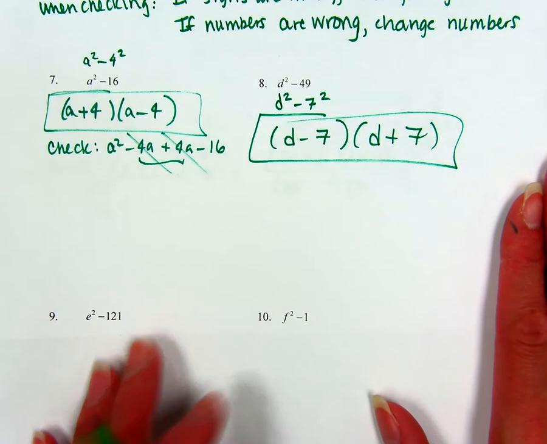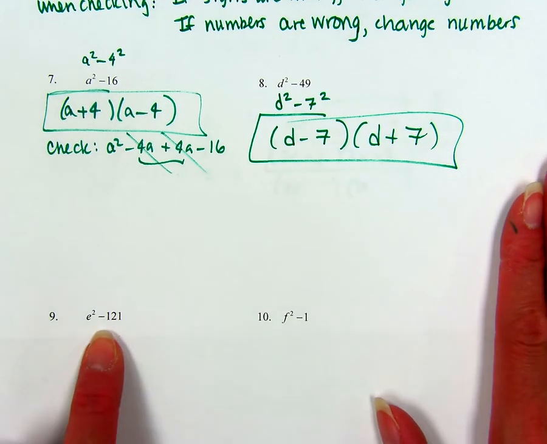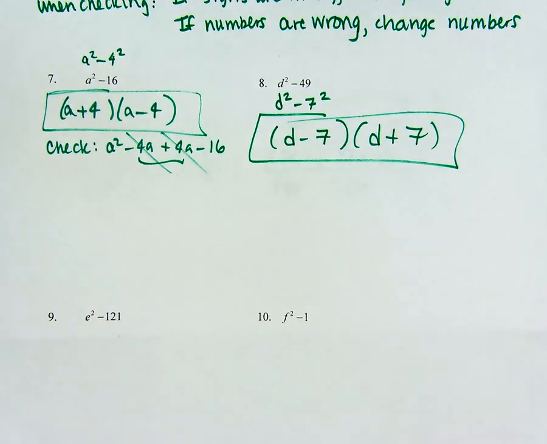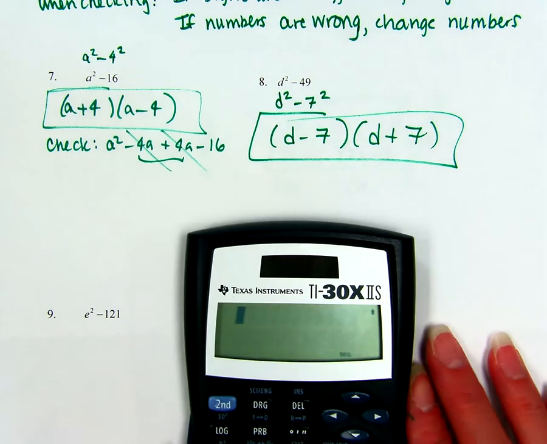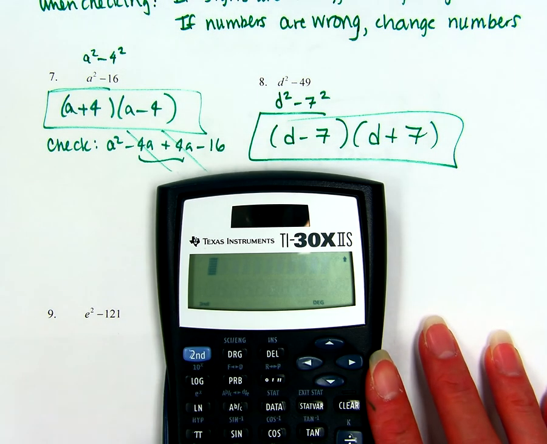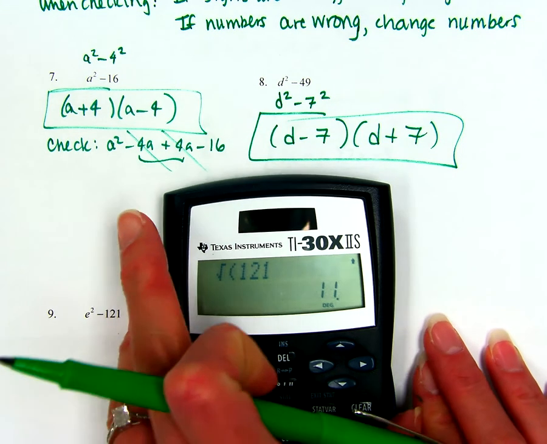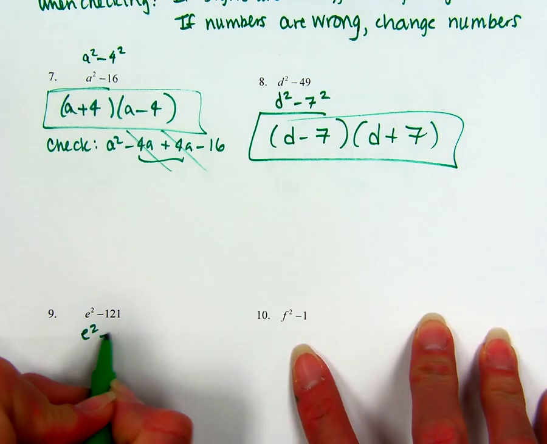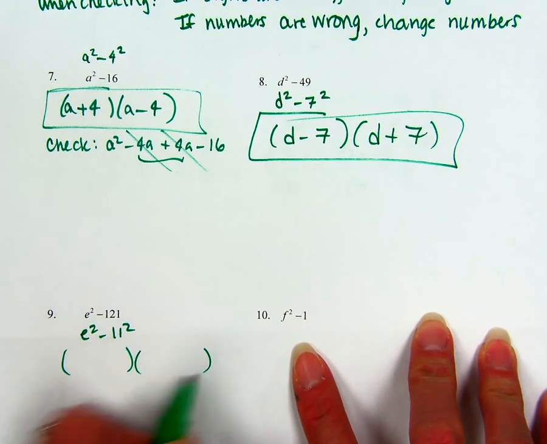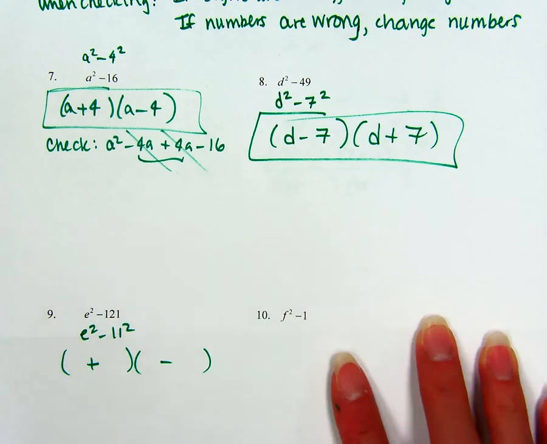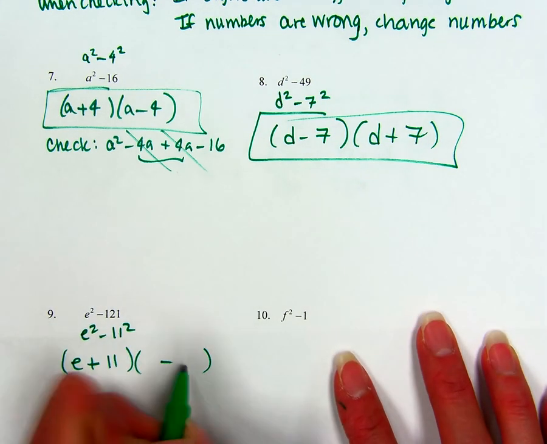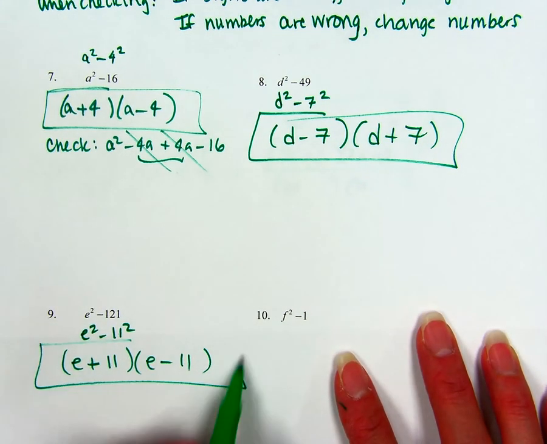All right, in number 9, if you don't know what the square root of 121 is, you can use your calculator. So the square root of 121 is 11. Okay, so that is e squared minus 11 squared. Just remember that one term has to be plus and one has to be minus. So it's e plus 11 and e minus 11.